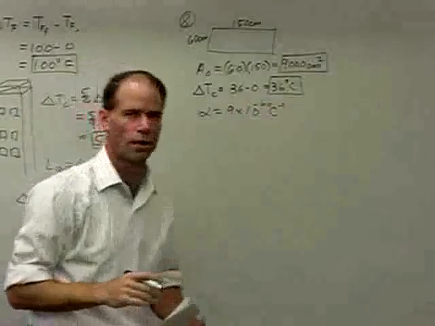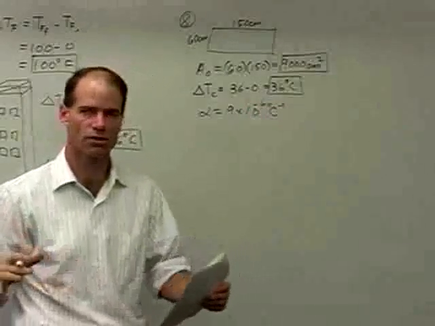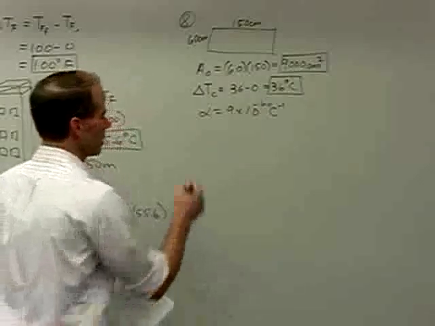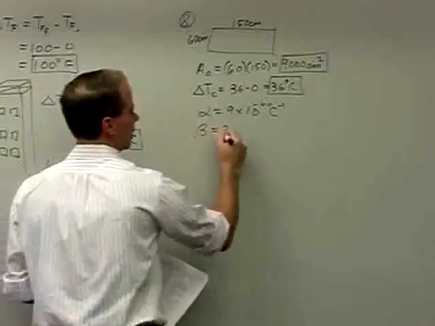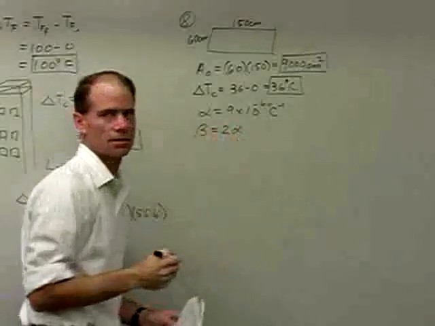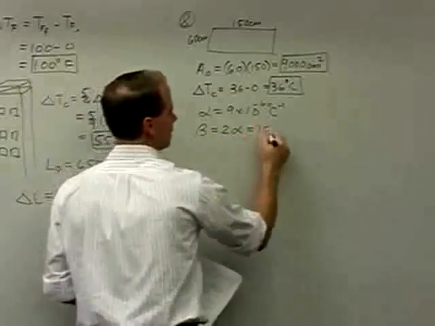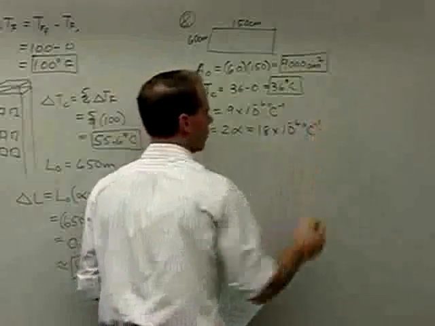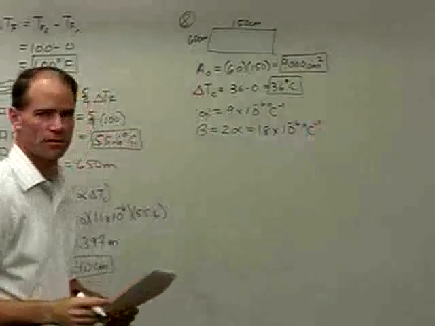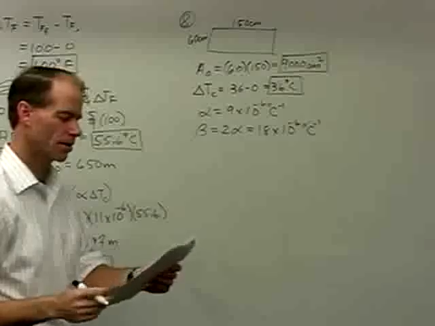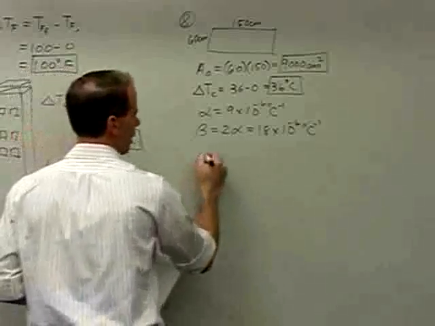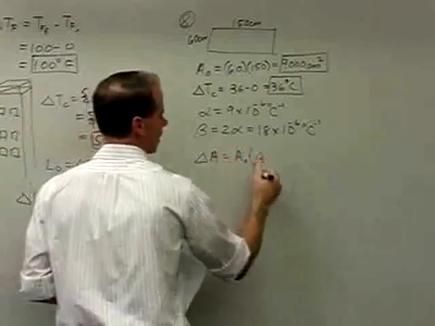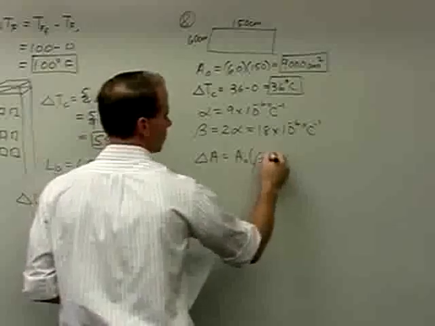But we were interested in how much area the windshield is going to expand, so we need the area expansion. And the area expansion, which we'll call beta, is twice the linear expansion. So this would be 18 times 10 to the minus 6 per degree Celsius. So now we can find out how much area this is going to change. So we'll say our change in area is our original area times the area expansion coefficient times our change in temperature.